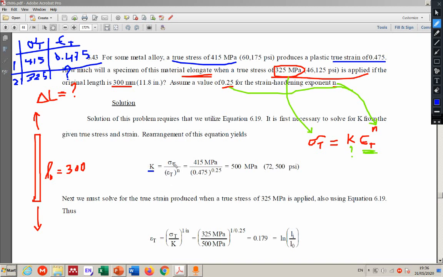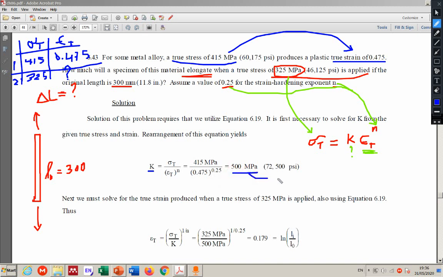If I have two related values, true stress sigma t and true strain epsilon t, that's why we're using 415 with 0.475, and n is constant, we know it. We found k to be 500 megapascal.